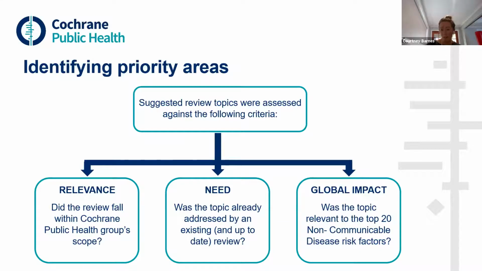The suggested review topics were then assessed against the following criteria. Relevance, so did the topics fall within our CPH scope? The need, so was the suggested review topic already addressed by an existing published review? And if so, was the review that was published recent enough to be considered as current? And the potential global impact. So was the topic relevant to the top 20 non-communicable disease risk factors? Or was the topic relevant to the current 10 World Health Organization NCD Global Monitoring Framework risk factor indicators? Based on the assessment of the proposed topics against these criteria, a list of the priority review topics for CPH was created based on those topics that satisfied each of the 3 criteria.